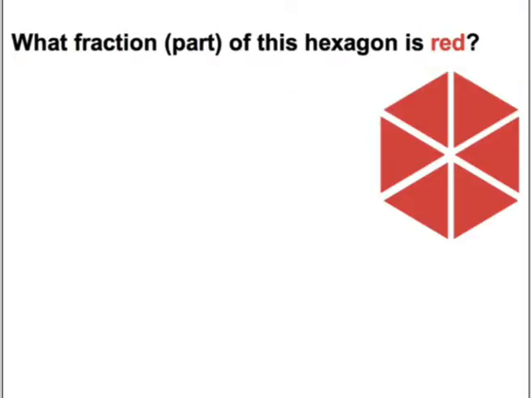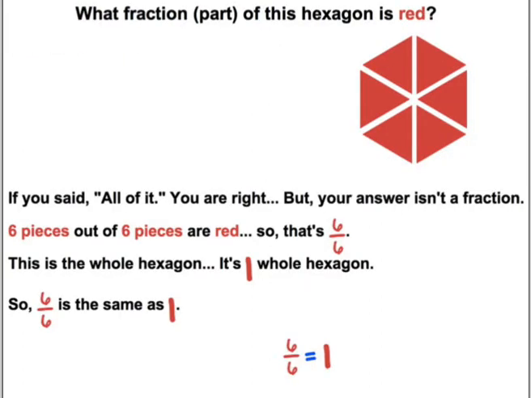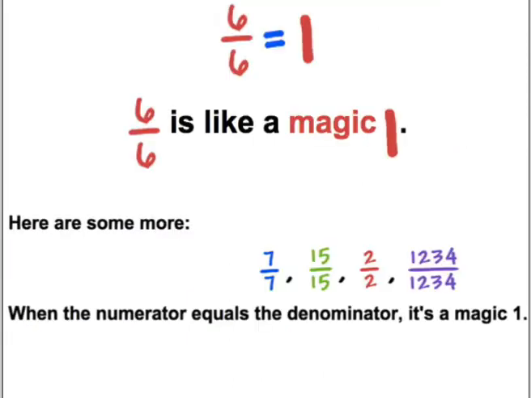Now, if we look at this hexagon and we ask what fraction or part of this hexagon is red, you might say all of it. And technically you're right, but that isn't a fraction. 6 pieces out of the 6 pieces are red, so that's the fraction 6 over 6. That means it's the whole hexagon, so it's one hexagon. So 6 over 6 is the same as 1. 6 over 6 is 1, which is like a magic 1.